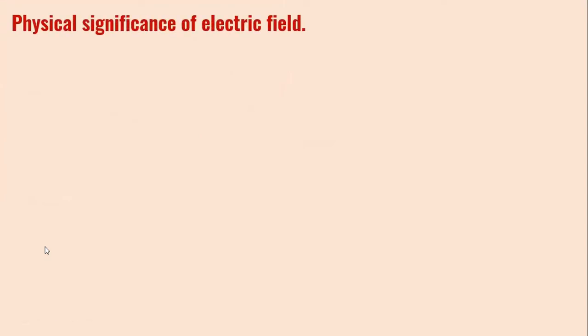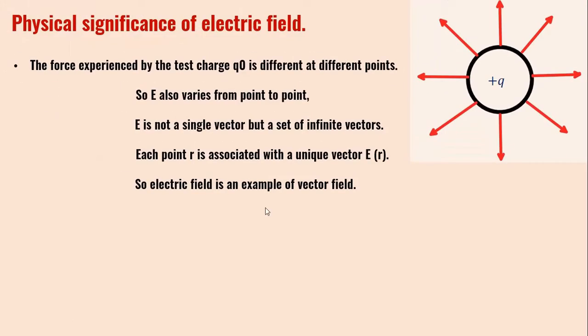Next, let us try to understand the physical significance of the electric field. As I have shown, the electric field lines are shown by this case if we are having a plus Q source charge. That means the force experienced by the test charge Q naught is different at different points. So E also varies from point to point. As I have explained, if the position of Q naught keeps on changing, the direction or the magnitude of the electric field also keeps on changing. That is the important factor.